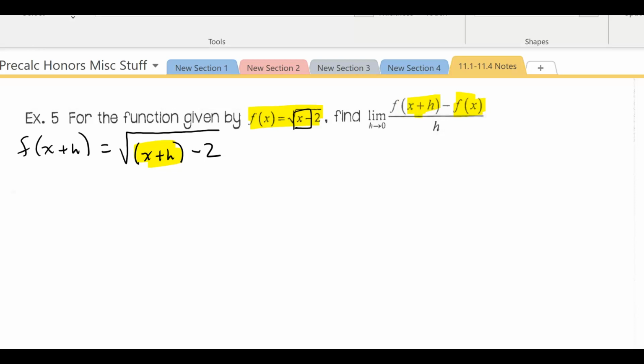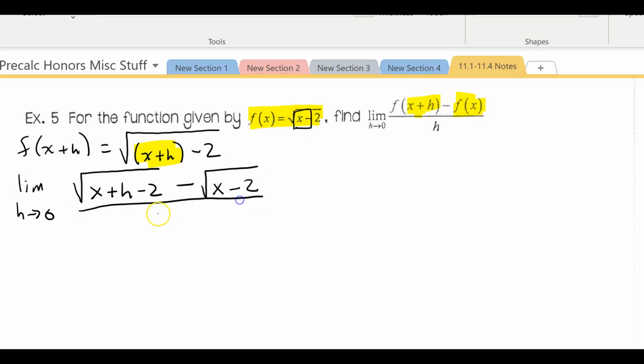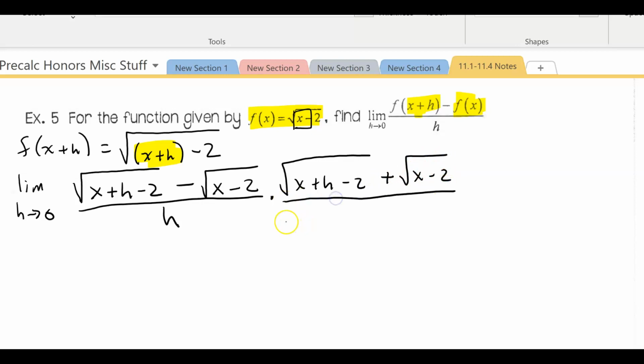All right, now that I know what f of x plus h is, I can substitute that in here. So I have the limit as h approaches 0 of the square root of x plus h minus 2. We don't really need those parentheses. Minus f of x, so f of x is this function, square root of x minus 2, all over h. And now we have to simplify, so let's use our conjugate technique here. So let's multiply by the square root of x plus h minus 2 plus the square root of x minus 2 all over that same thing.